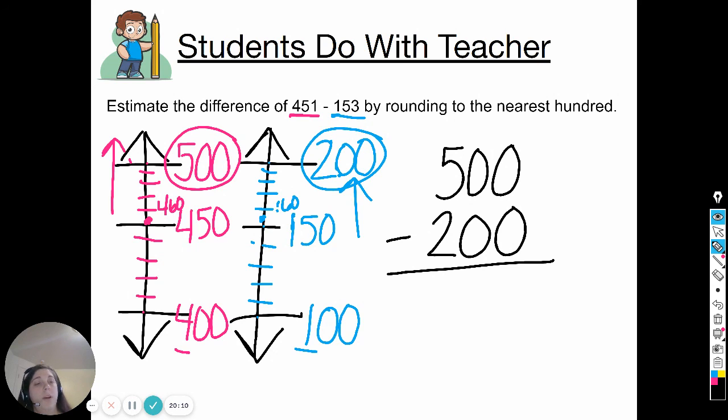Okay, so 0 minus 0 is 0. 0 minus 0 is 0. 5 minus 2 is 3. So you should have messaged me 300. 451 minus 153 is about 300, rounded to the nearest hundreds place.